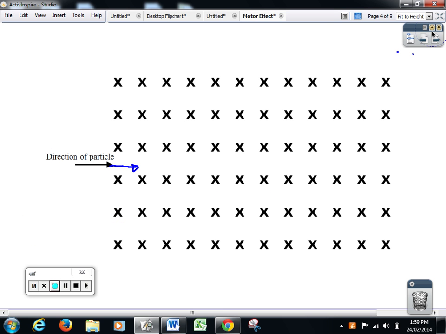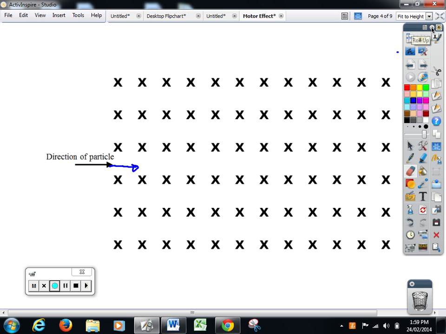What we really need to realise is that if a positive charge is moving in this direction, and the direction of positive charge is called current, then current is moving in that direction. So that direction is current. Okay. Now it has entered the magnetic field. And we're now going to work out which way it's going to be pushed.